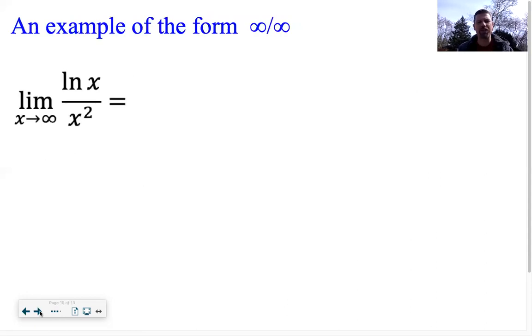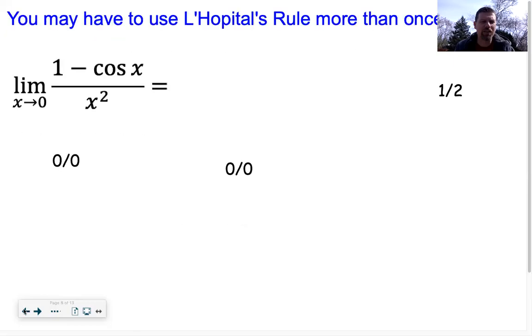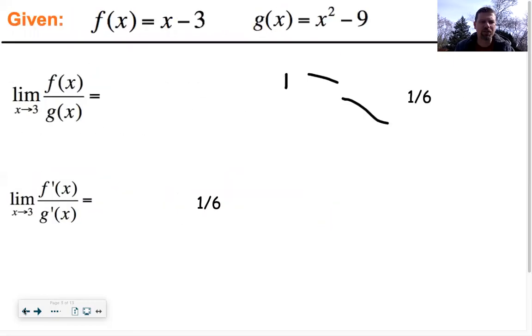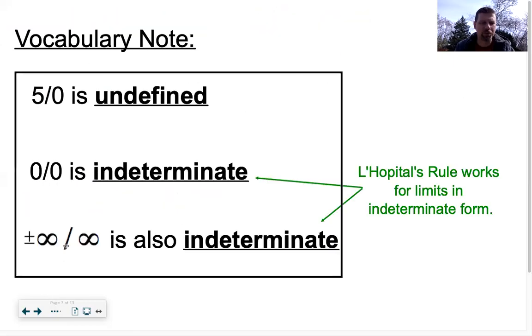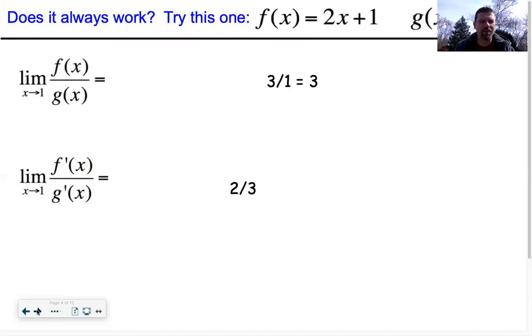Oh, we should have an example that has the form infinity over infinity, right? We've had that 0 over 0, so let's just try this one. Limit as x goes towards infinity of natural log of x, that's definitely infinity. As x goes towards infinity, x squared is definitely going to go towards infinity. So this is an infinity over infinity situation, but infinity over infinity is also an indeterminate form, right? So if you get 0 over 0, L'Hopital's rule works. So does infinity over infinity.